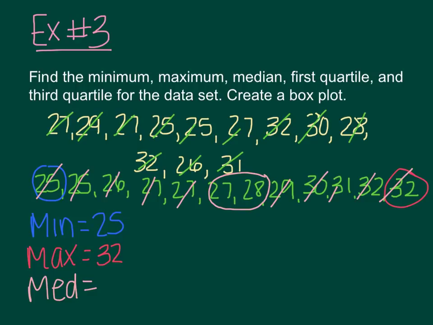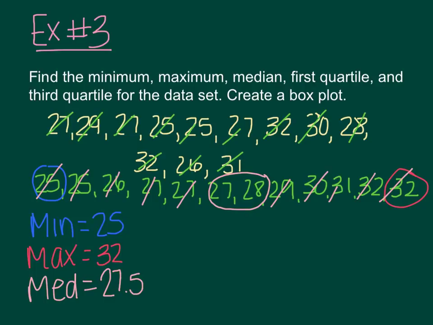I know in the middle of 27 and 28 is 27.5. I could add those 2 numbers up, 27 plus 28, and divide them by 2, but I'm going to get 27.5. If you think about a number line, if you have 27 and 28, what would be right in the middle of those? It would be 27.5, which looks like 27 5/10.